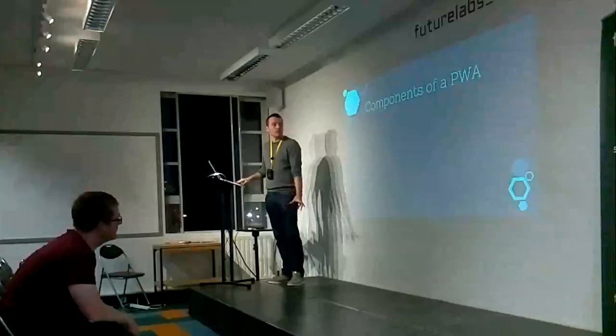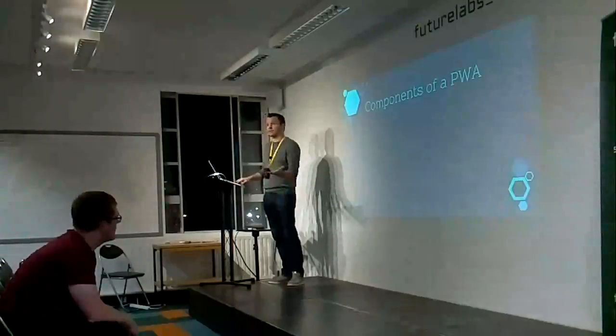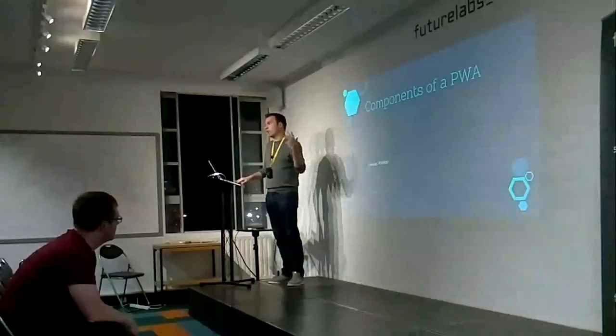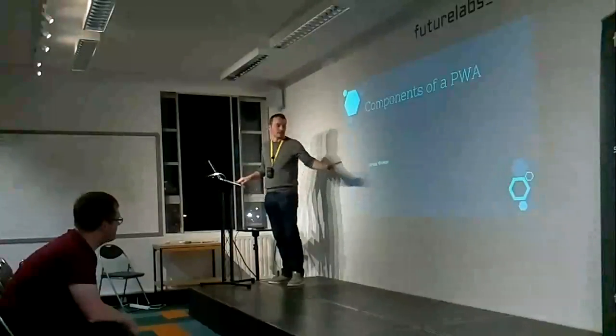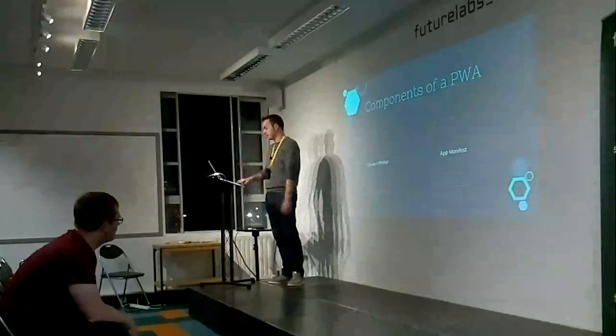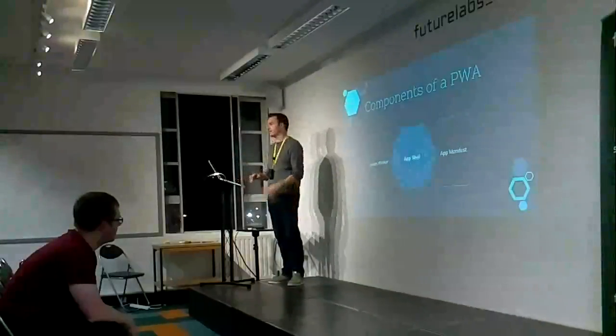So what are the components of a PWA? Basically, there are just 3 components. The first one, and the core of a PWA, is a service worker. Then we have the app manifest, and finally we have the app shell.